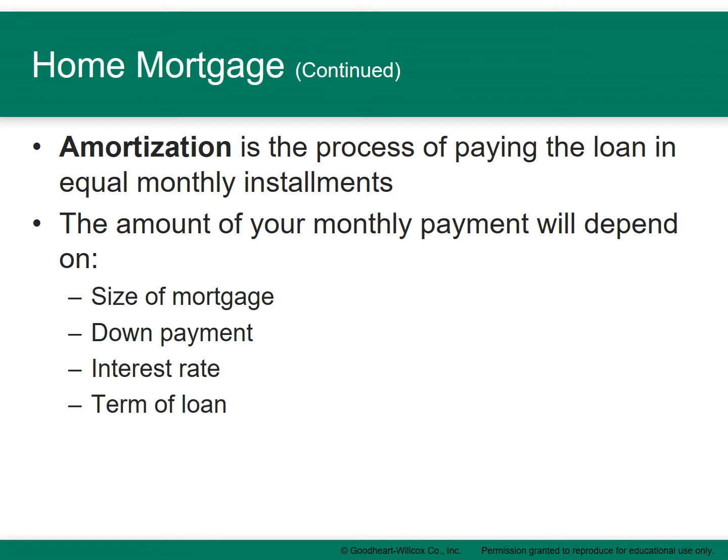And then finally, you have interest rate, which I mentioned earlier. The higher it is, chances are the higher your monthly payment. And then finally, the term of the loan. These loans are not meant to be paid off in a short time span. They're meant to be paid off over 15, 20, 30 years. So, a $100,000 loan that's spread over 30 years is obviously going to have a lower monthly payment than a $100,000 loan spread over 10 years.